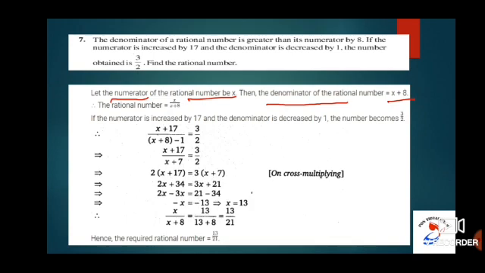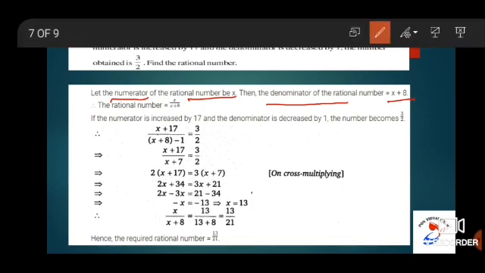And look at the next line. If the numerator is increased by 17, what do you mean by the word increased, children? It is added. So if the numerator is increased by 17, we are adding 17 to the numerator, and the denominator is decreased by 1. The denominator is decreased by 1 means what you will do, children? We have already taken the denominator to be x plus 8. So this will become x plus 8 minus 1.